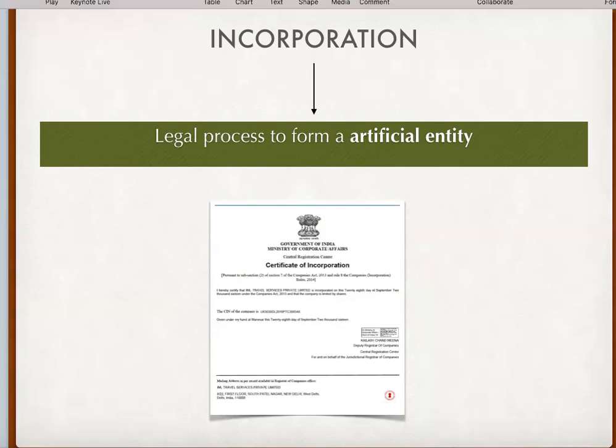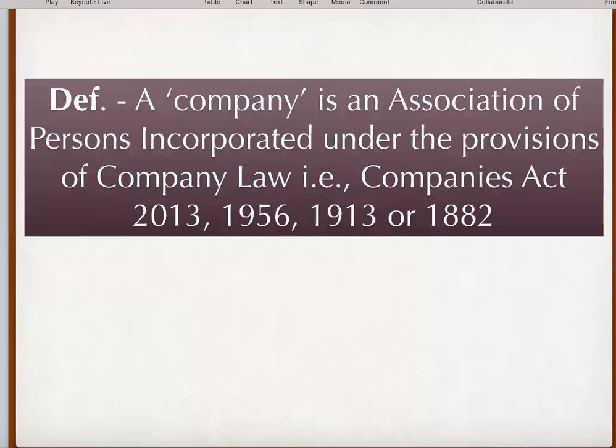Now, after the company has been born, the certificate of incorporation is given to the company, which includes all the details of the incorporation of the company. So this is what incorporation means. Now we are able to comprehend the definition of the company from here. So it says a company is an association of persons incorporated under the provisions of company law, that is Companies Act 2013, 1956, 1913 or 1882.